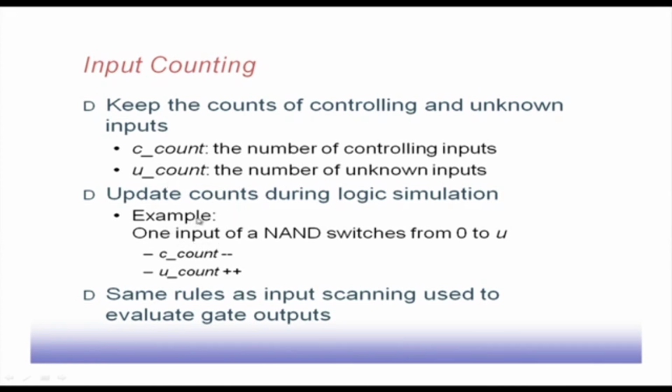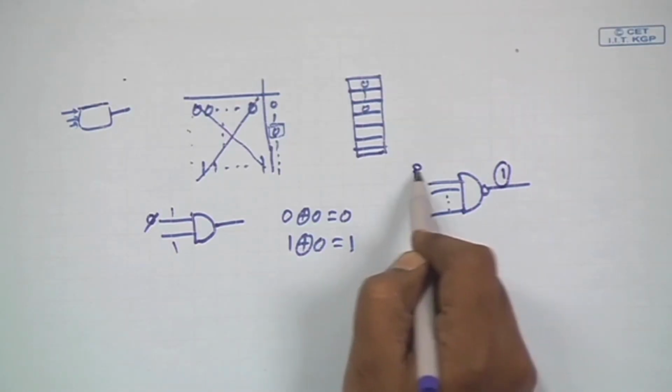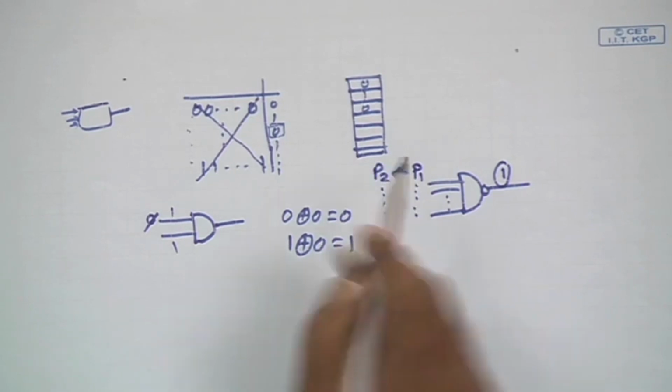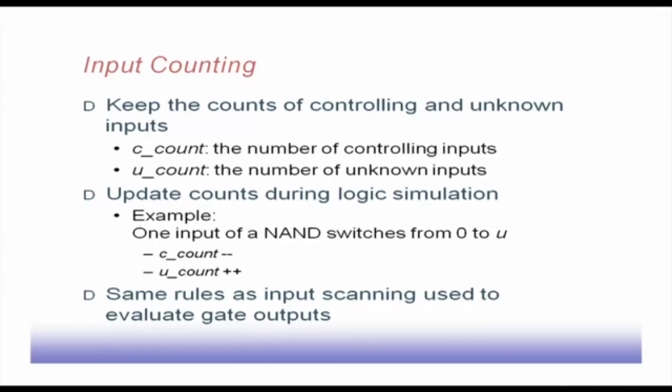If there is a change from one pattern, suppose this is pattern 1, and from there the next pattern 2 is applied, it will count how many controlling values have changed and how many unknown values have changed. That way it will be computing it. If it changes from 0 to U, then this modification will be done.